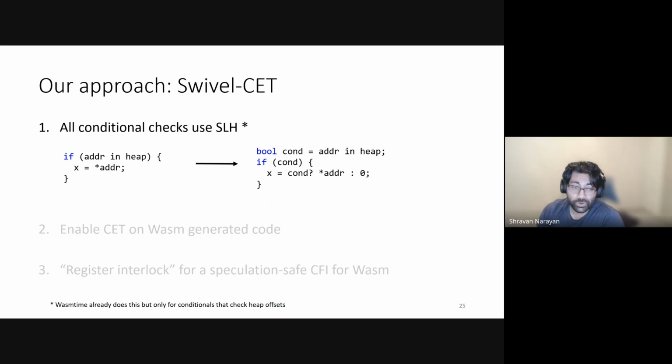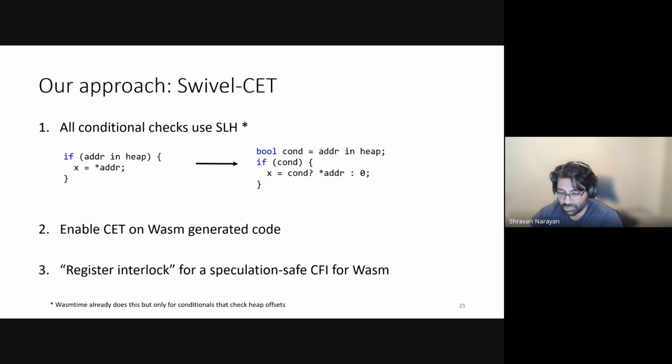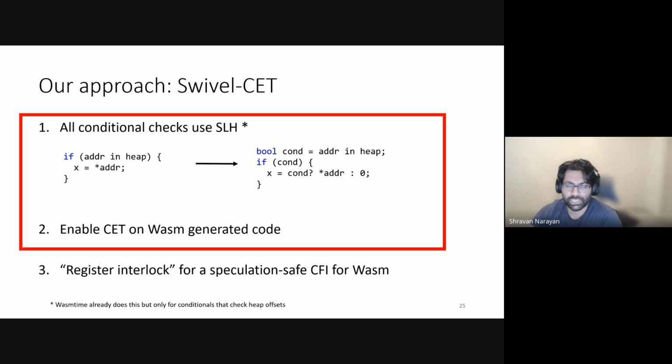The second thing you want to do is go ahead and enable this new extension CET on the WebAssembly generated code. And finally, the third thing you want to do is implement this custom construct we've come up with called the register interlock, which is basically a fancy name for a speculation-safe CFI, which is specifically suited for Wasm. And I'll get into what that is in a second. But let's start with these two things, because roughly speaking, we know what these things do.